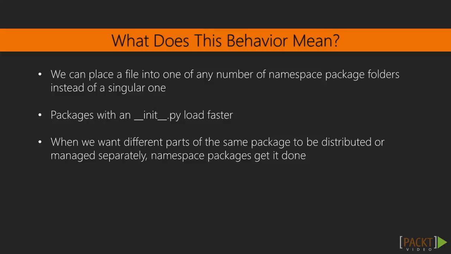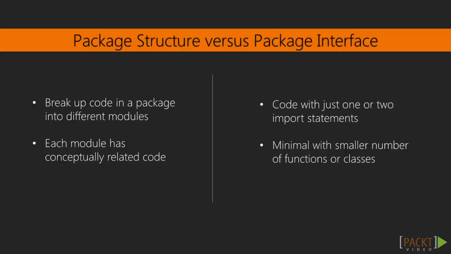There are cases, however, when we want different parts of the same package to be distributed or managed separately, and when we do, namespace packages address that need. For example, imagine again that we are working on a package for playing soundtracks. If we make a namespace package for audio codecs, each codec can be installed and removed individually using pip or the operating system's normal tools.